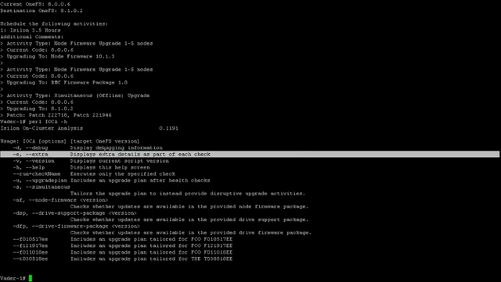The -D or --debug will run the script in a debug mode. This is typically restricted for troubleshooting purposes if an issue were identified in the script.